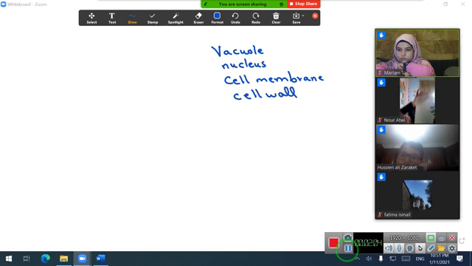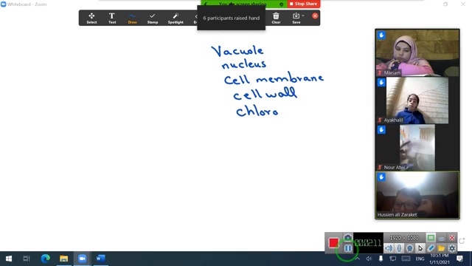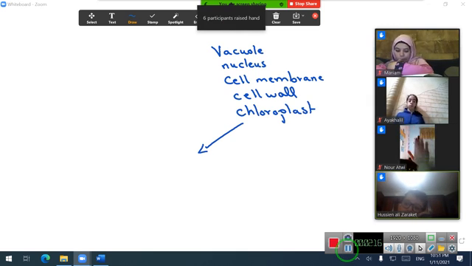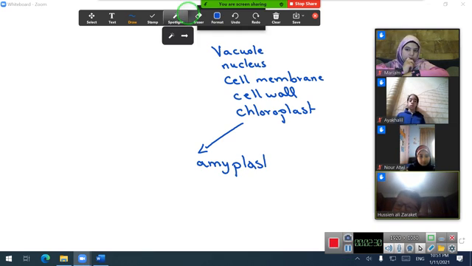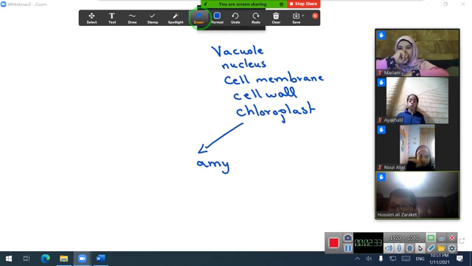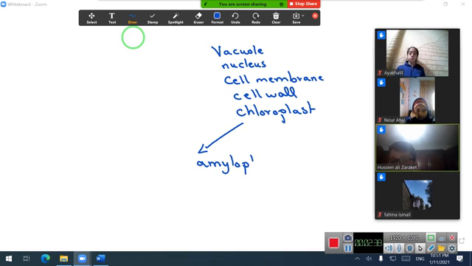Hussein, what is the plant cell specialized with? With the chlorophyll. Excellent, with the chlorophyll or chloroplast. Do we have another plastid in the plant cell? Excellent, Hussein. I also have amyloplast. What is amyloplast rich in? Amyloplast is rich in starch.